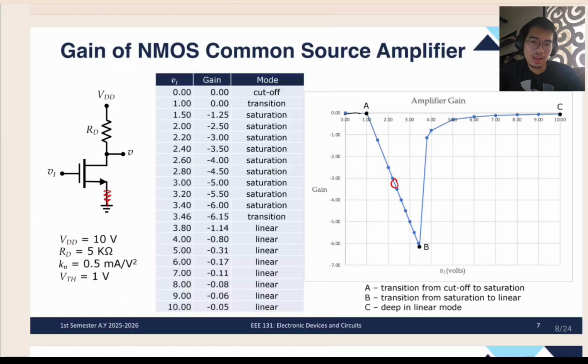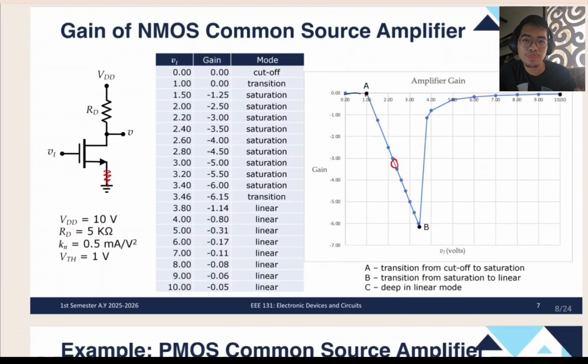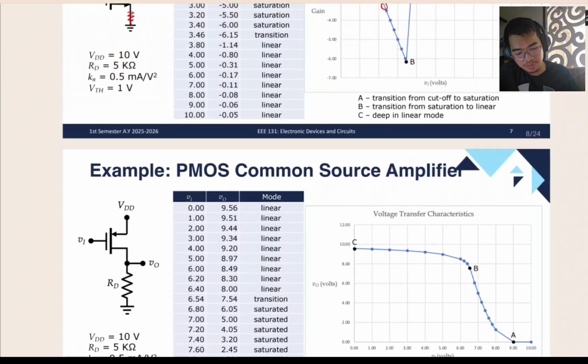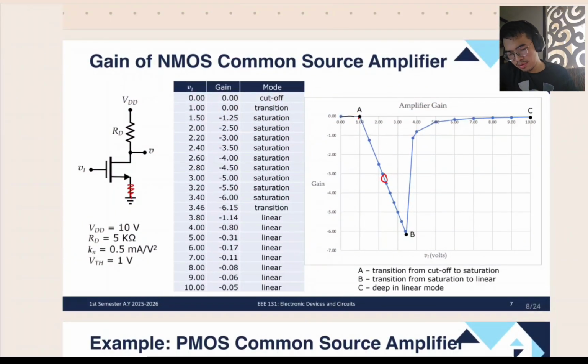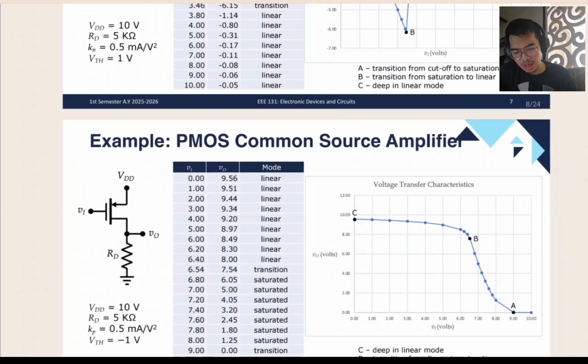So yan yung motivation natin why in our future modules we will focus on restricting our signal to small signals, because we know that if we let our signal basically swing from here to here, it will somehow get some harmonic distortion. Okay, so that's for the NMOS common source amplifier.